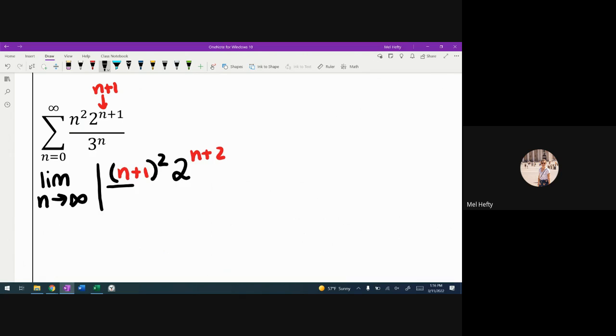All right. On the bottom, what's it going to look like? 3 to the n plus 1. All right. Not done yet. What am I going to multiply by? Yeah, take that, flip it. Don't think too hard. 3 to the n. No.